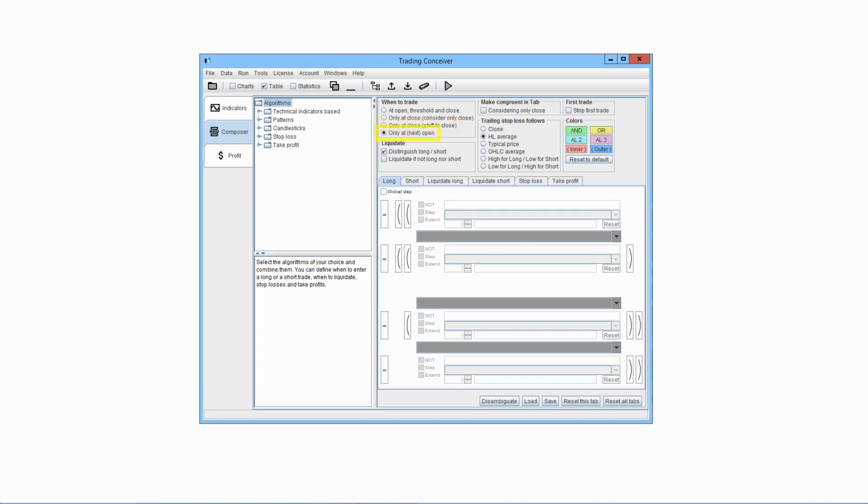With the option only at next open selected, Trading Conceiver will give trading signals only at open. However, the signals at threshold and close are taken into account. The rationale is to use at open the most recent trading signal. The algorithm is the following, with the priority as listed. If there is a signal at open, that's the signal.